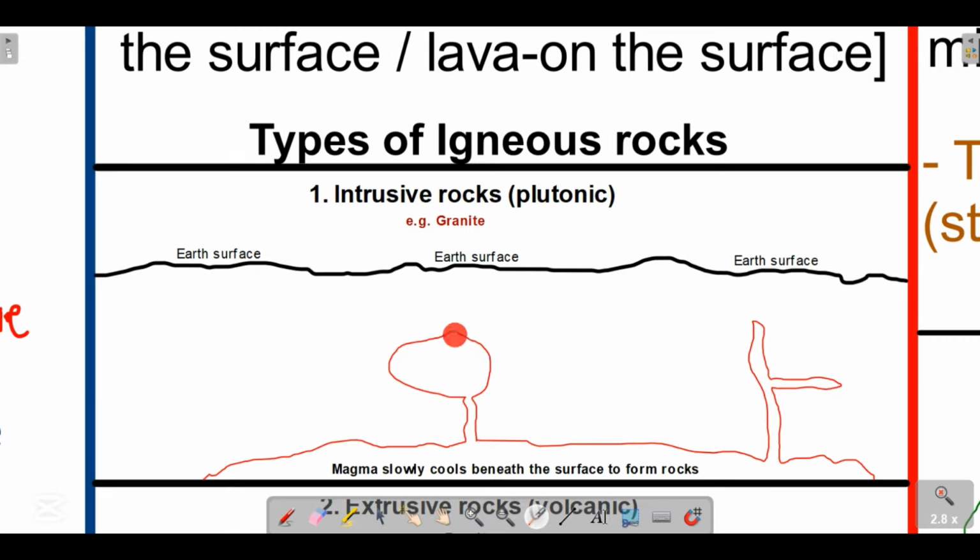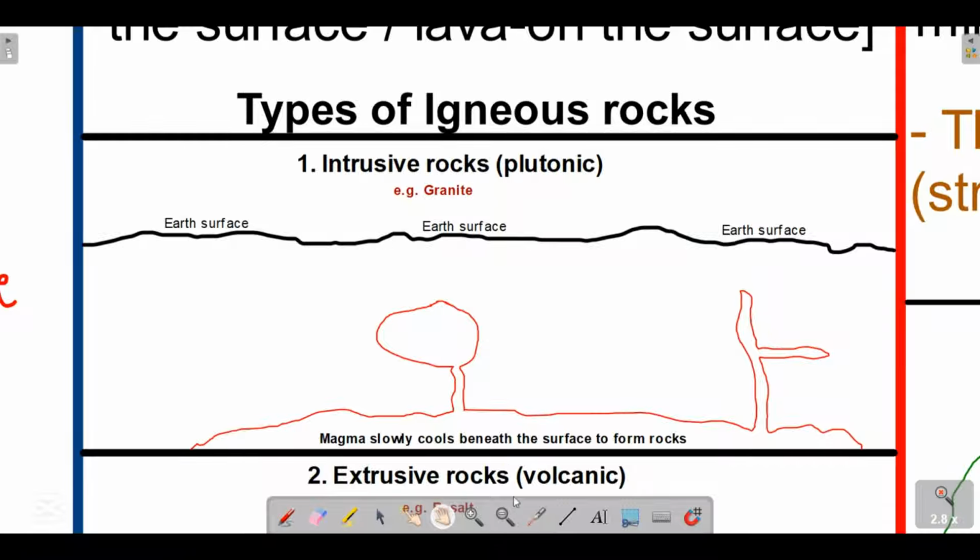They were not able to make it to the Earth's surface, and so they cooled down and solidified below the Earth's surface. So those are your intrusive rocks, and we'll talk about the different types of landforms you get underneath the surface, because we have names. We have dikes, we have sills, we have batholiths, laccoliths, and so on. Those are different types of intrusive rock landforms.